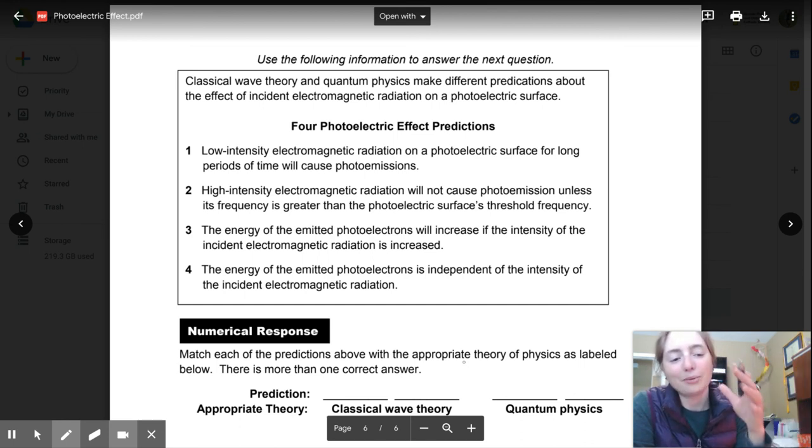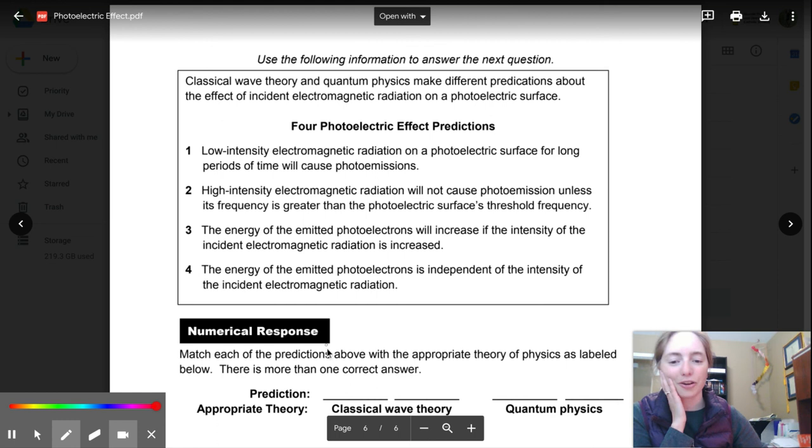So if you shine low intensity light on a photoelectric surface, it doesn't matter how long, you are not going to get any electrons coming off. That supports the particle theory of matter. Whereas this question number 1 here, that's what you would see if you're shining a wave onto a surface and it absorbs the energy. The energy will build and build and build and then go. So what we would see here would fit with wave theory.